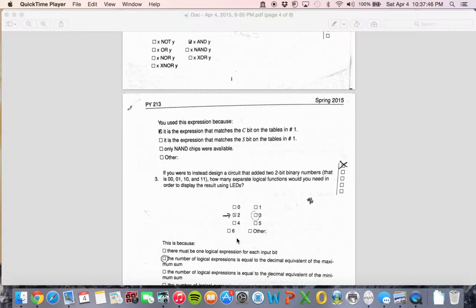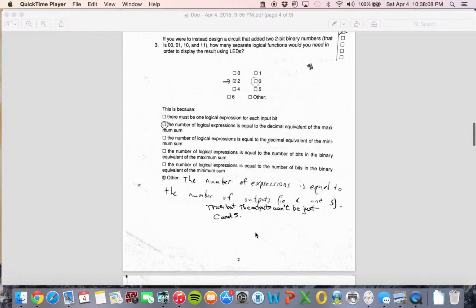For number 3 on assignment number 8, it is not true that you only need 2 logical functions, so you would need 3. The maximum sum in decimal is 6 when adding two 2-bit binary numbers, and you would need 3 logical functions to express this in binary.